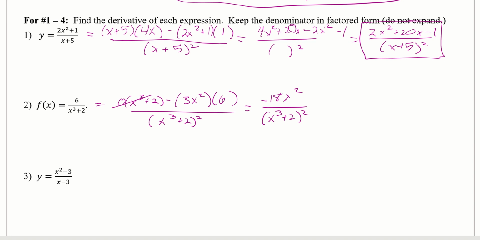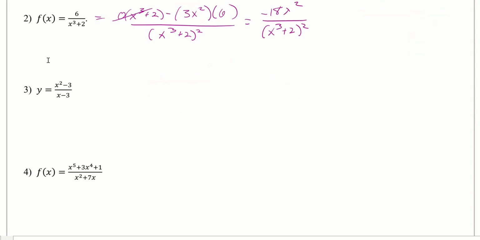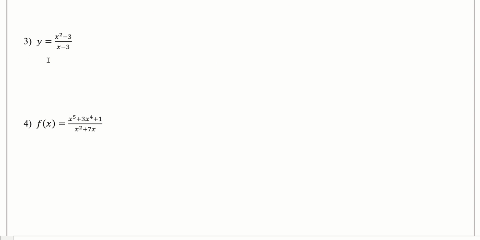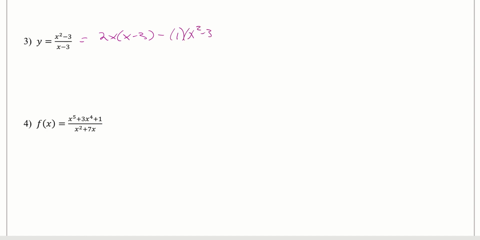Nice. Okay. Number 3 here. We can almost reduce, but unfortunately it's not a perfect square or anything like that. So when I solve it out, we would do derivative of the top, so that would be 2x times the bottom, minus derivative of the bottom, which in this case would just be 1 times the top, all over the bottom squared.